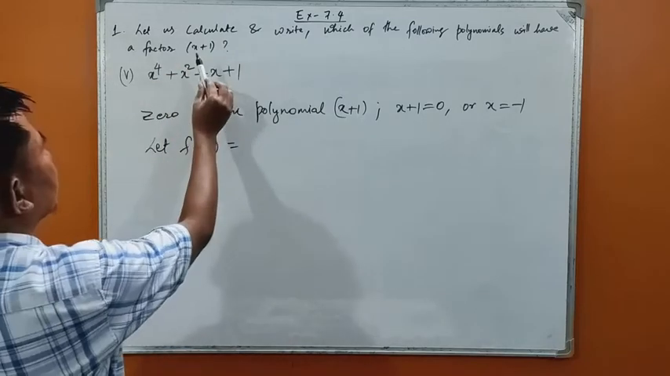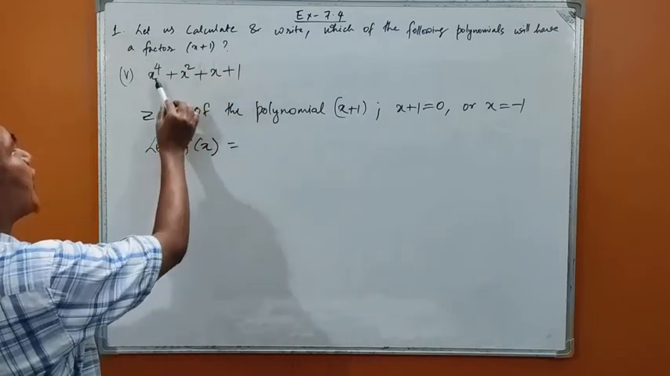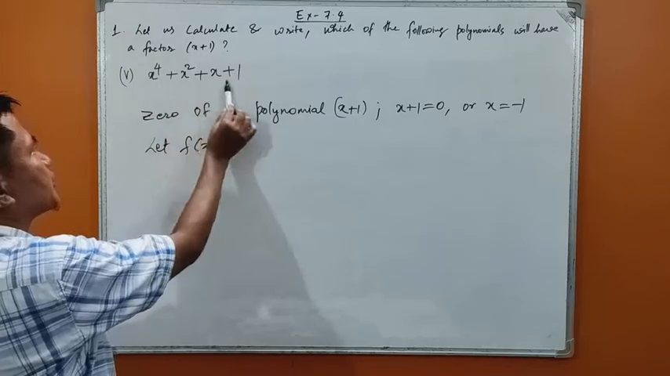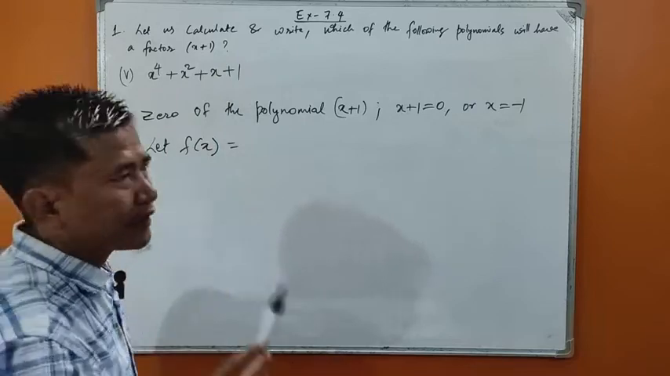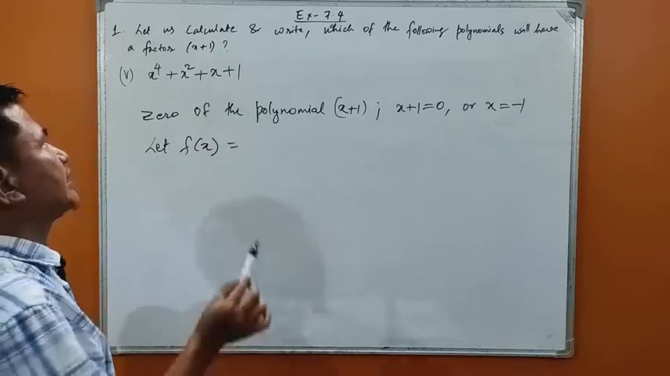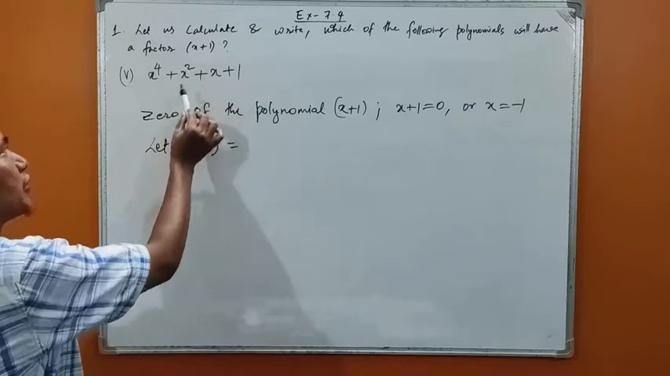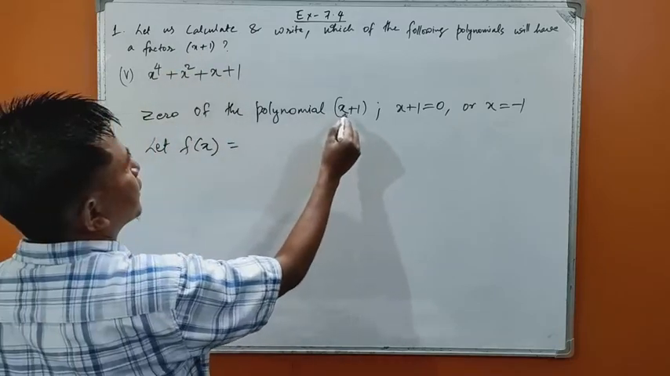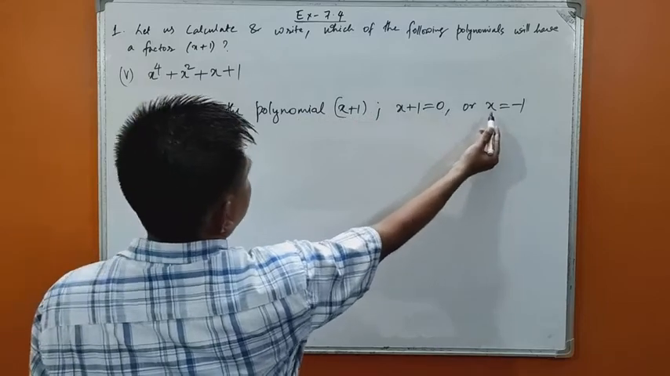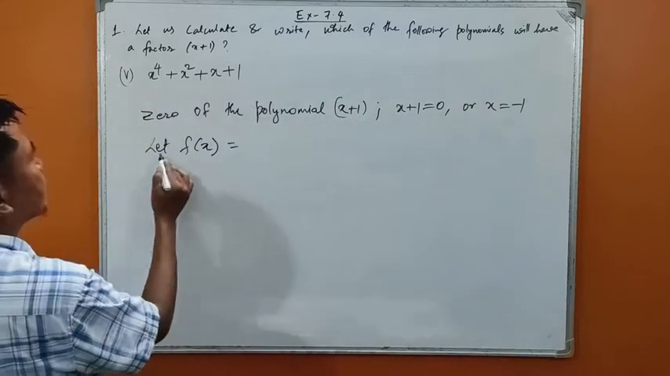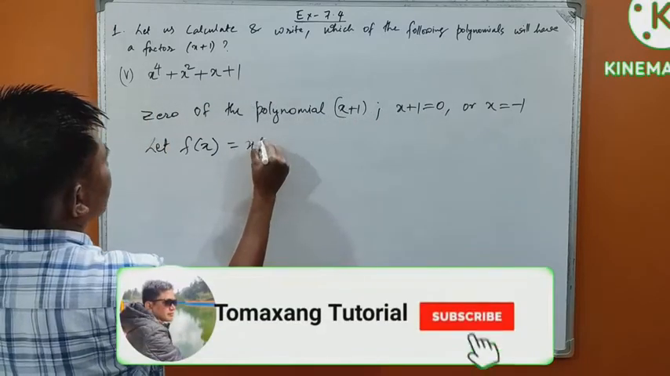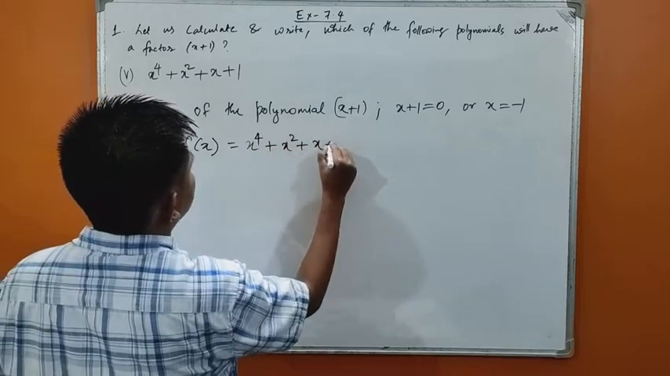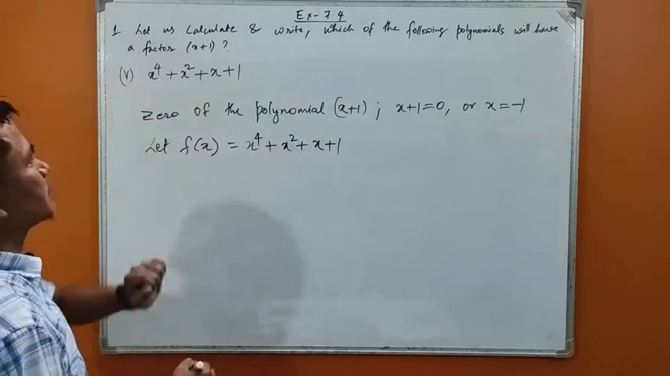We are asked to verify whether x plus 1 is a factor of this expression or not. We divide this expression by x plus 1, and if the remainder comes 0, then we can say x plus 1 is the factor of this expression, isn't it? So the zero of the polynomial x plus 1 is x plus 1 equal to 0, so x is minus 1. So let f(x) equal to this, x to the power 4 plus x square plus x plus 1. Okay, let f(x) be this expression.